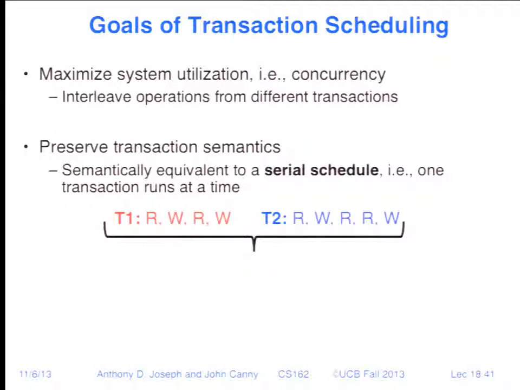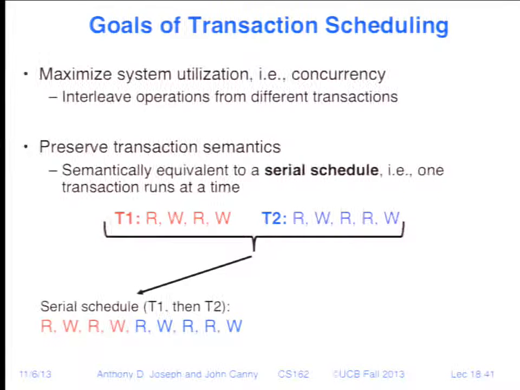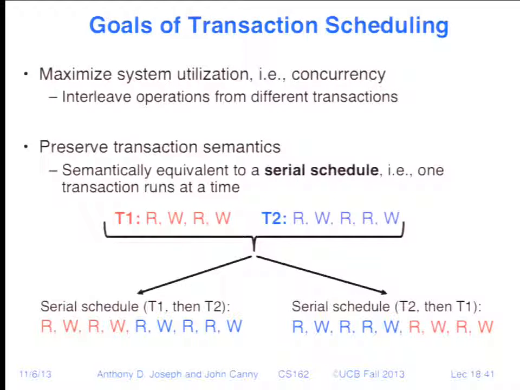So transaction scheduling is a means of reordering the steps in transactions such that they can be completed safely. So we want to show that the result of some reordering is safe, and it will be safe if it's equivalent to serial ordering. And there's two serial orderings for these two transactions. We can either do T1 first, or we can do T2 first. Both of those are, by definition, safe.